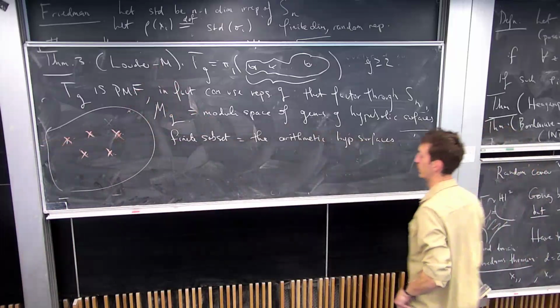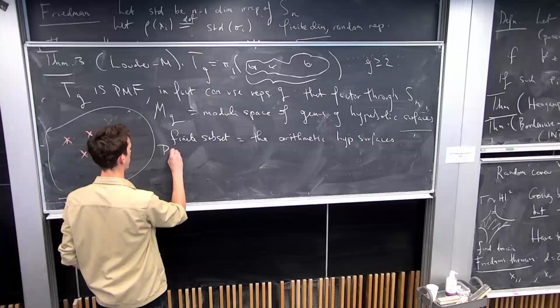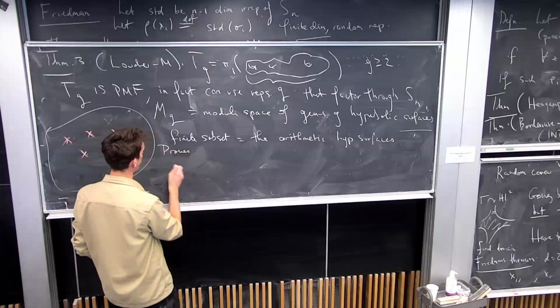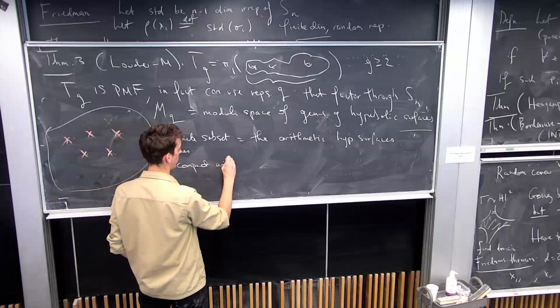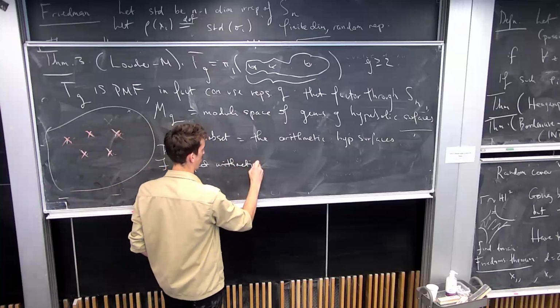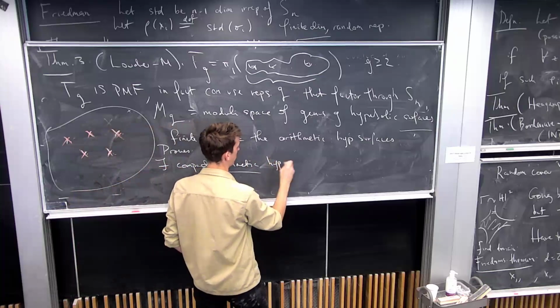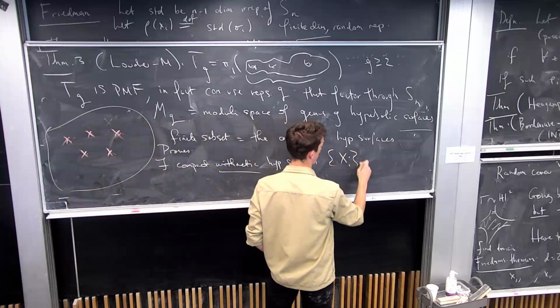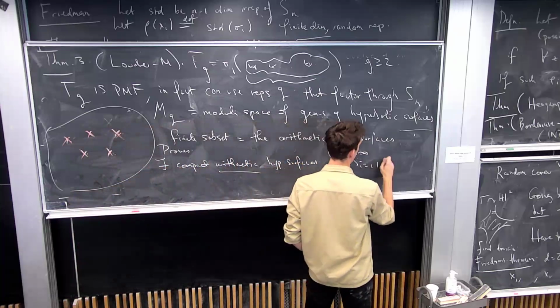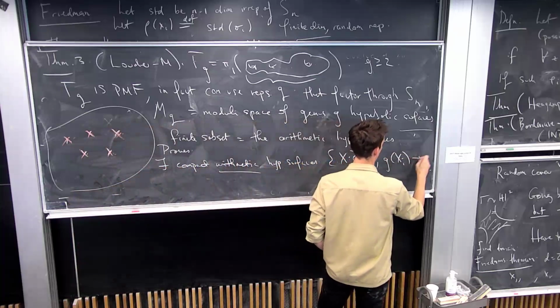This proves that there's a sequence of compact arithmetic hyperbolic surfaces with lambda 1 tending to xi, and genus G of xi tending to infinity.